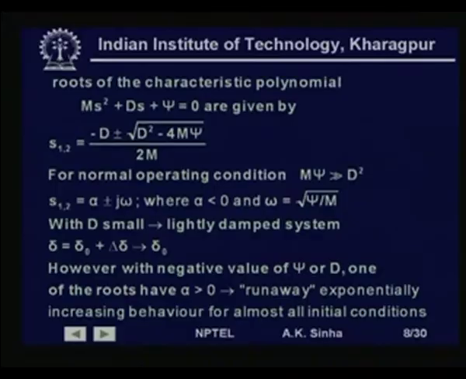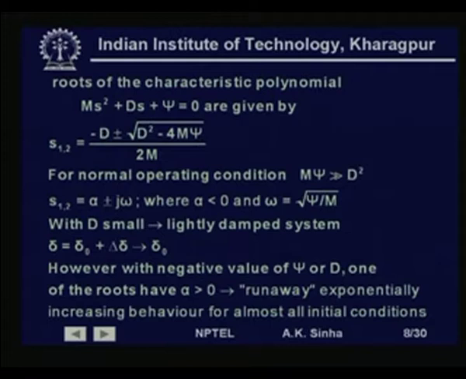That is what we said, that if either of these, that is, if this value psi becomes negative, then we get alpha as positive, which means the system is going to become unstable. That is, the roots come in the right half of the S plane, which shows instability, because the dynamics, the oscillations in this case, are going to build up.